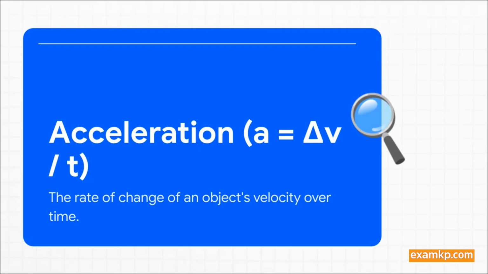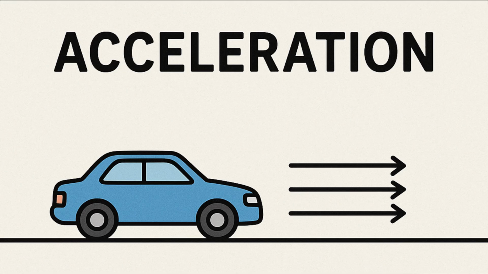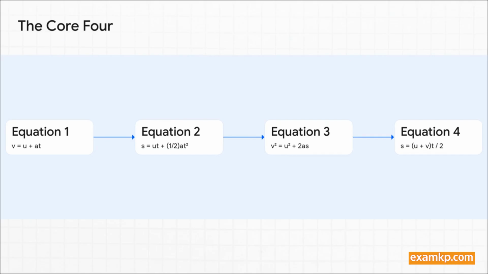Let's add another crucial tool to our kit, acceleration. All this is the rate at which an object's velocity changes over time. So if you're speeding up, that's positive acceleration. And if you're slowing down, well, that's just negative acceleration, or what we sometimes call deceleration. Simple as that.